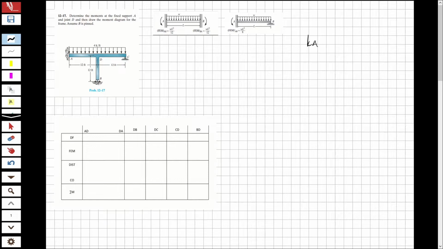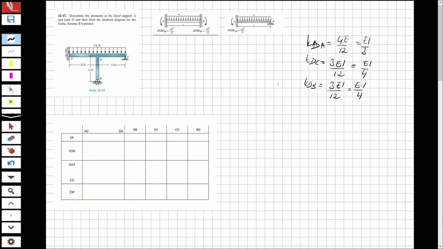K_DA, you can see, will be equal to 4EI over 12, which is EI over 3. From DC I'm going to have a stiffness factor of 3EI over L, because I'm using the modified formula, and that will be EI over 4. And K_DB will be equal to 3EI over 12, which is EI over 4.